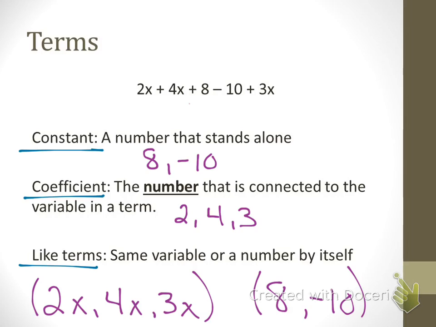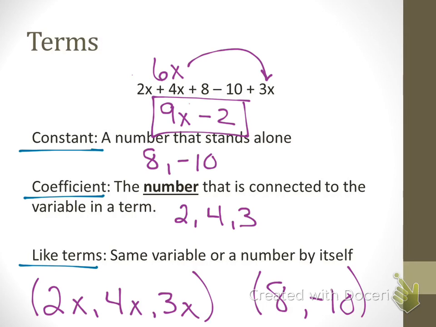Okay, so now I'm going to take this expression and simplify it as much as I can. So where I see my like terms, I'm going to combine them into one term. I'm going to simplify it. So 2x plus 4x, I can add the numbers and keep the variable. What's 2 plus 4? 6x. Okay, so that's going to be 6x. Any other x's I could combine? 3x. What's 6x plus 3x? 9x. All right, what about my numbers? Can I combine 8 minus 10? What's 8 minus 10? Negative 2. 9x minus 2.